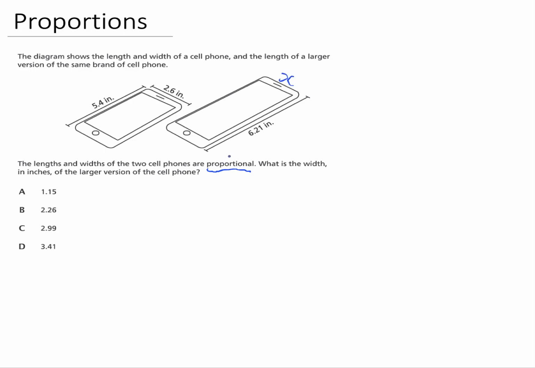To solve this, it's not very difficult. We're just going to make two fractions. So I'm going to call this number 1 and number 2. Now I call it 1 and 2 because I'm identifying basically who is my numerator and who's my denominator. So my numerator is the length, 5.4, and I'm making my denominator the width, which is 2.6.